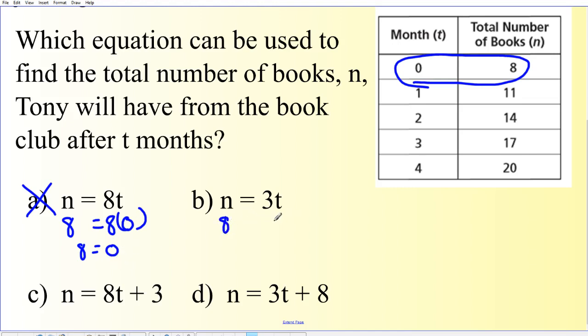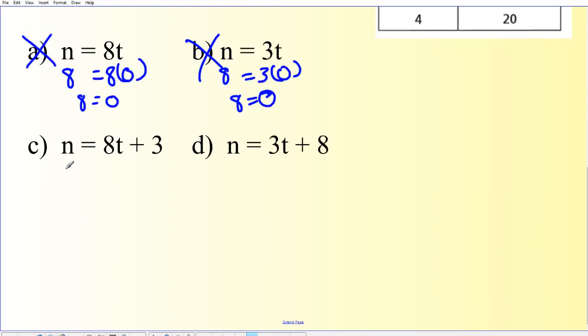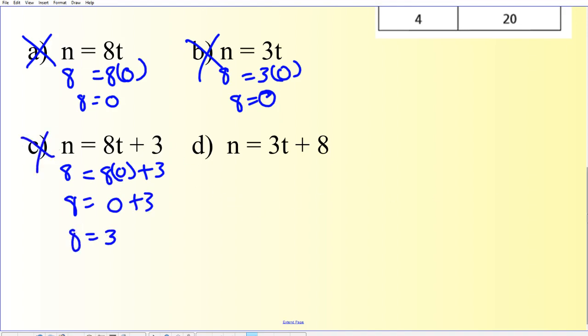8 for N, T is 0. Did that math work out? No. 3 times 0 is 0. That math did not work. Okay. 8 for N, T is 0. Let's see if this math works out. Let's see, we got 8 times 0 is 0, plus 3. 0 plus 3 is 3. No, that did not work out.